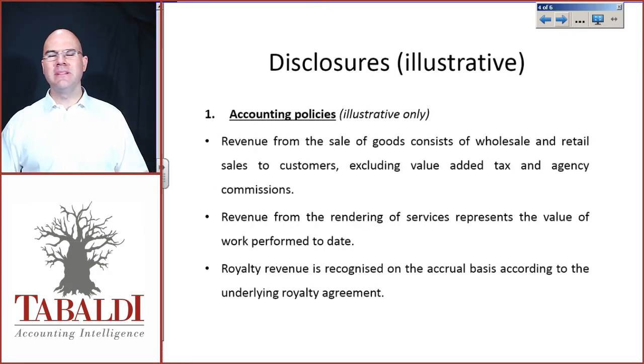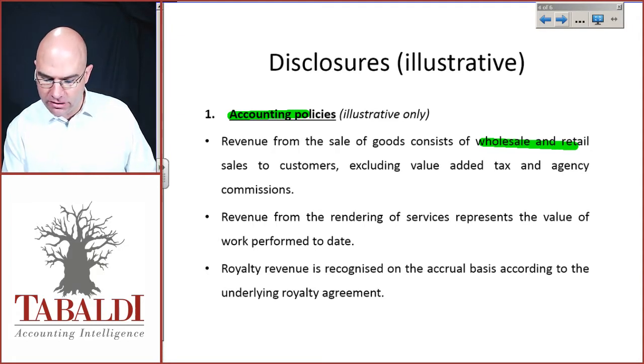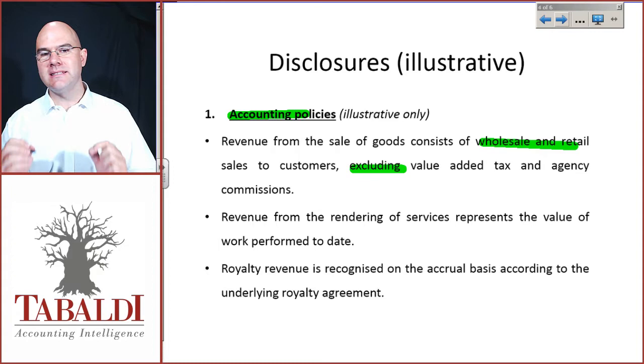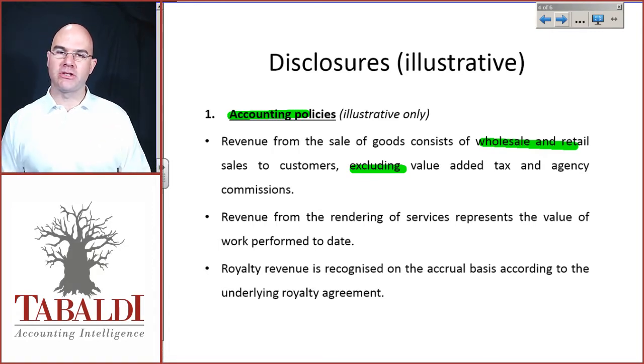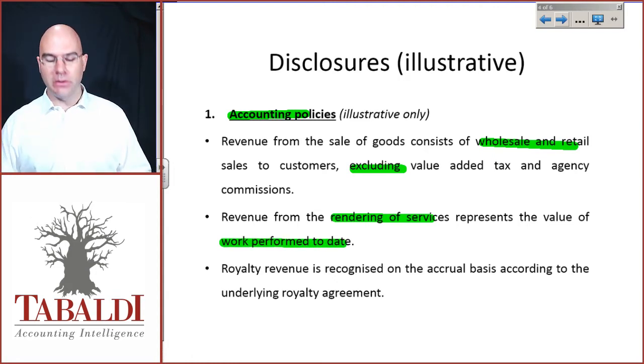So quickly, here is a very basic set of illustrative accounting policies. You may have revenue from sale of goods consists of XYZ, wholesale and retail sales to customers, excluding VAT and agency commissions. Guys, you need to tailor this exactly to your client or the question that you're dealing with. Okay. Then there may be revenue from rendering of services, represents the value of work performed to date. We need to tell the user how the percentage of completion is calculated.